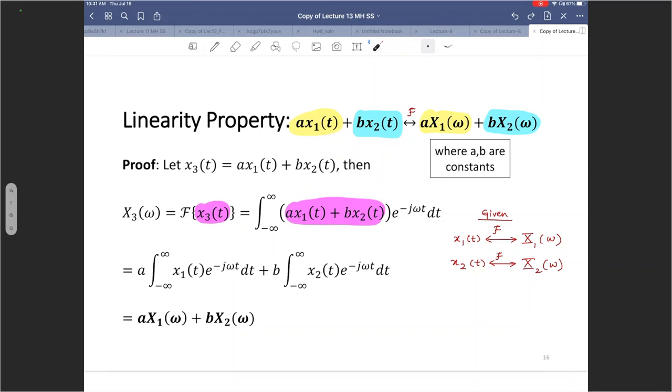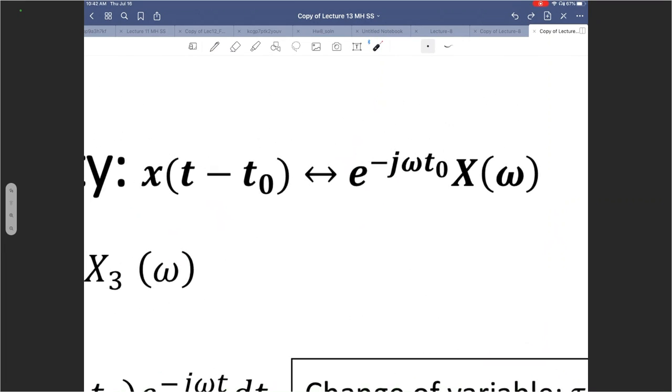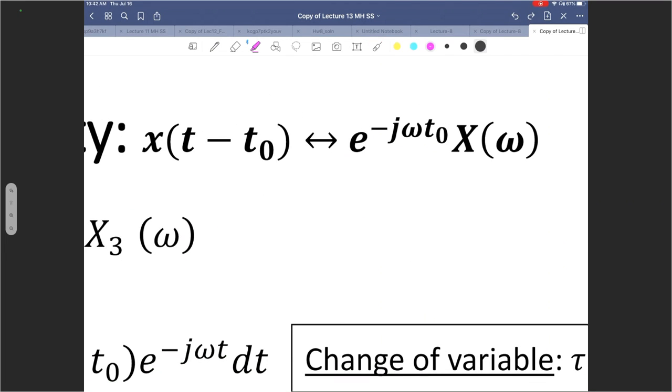All right, so that's your linearity property. Let's move on to the next one, which is the time shifting property. If you do a particular operation in time domain, you will have some change in the frequency domain. So on the left here, we have the time delay. In this case, not time delay, time shift, right? T0 could be negative, could be positive.